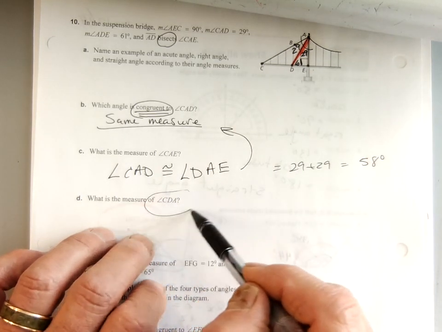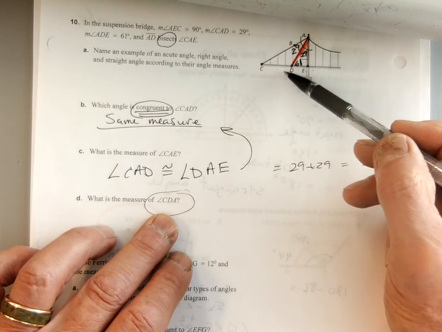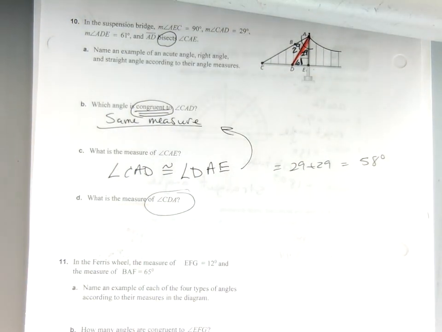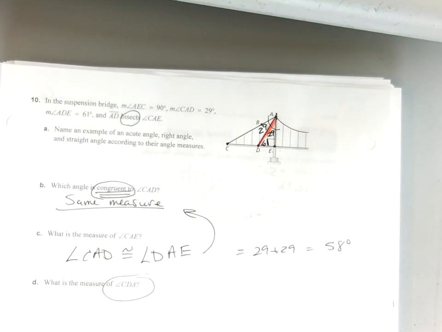CDA, right here, right? I'm going to slide it down again. The hardest part is trying to figure out what they're asking, isn't it? You guys agree with that? You ready? Okay, follow with me. CDA. Thumbs up. What is that measure?